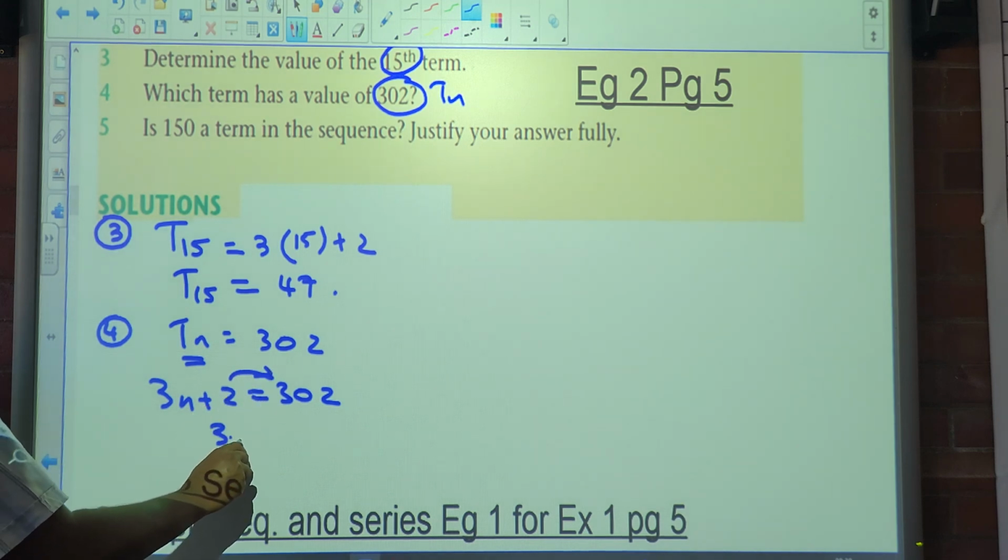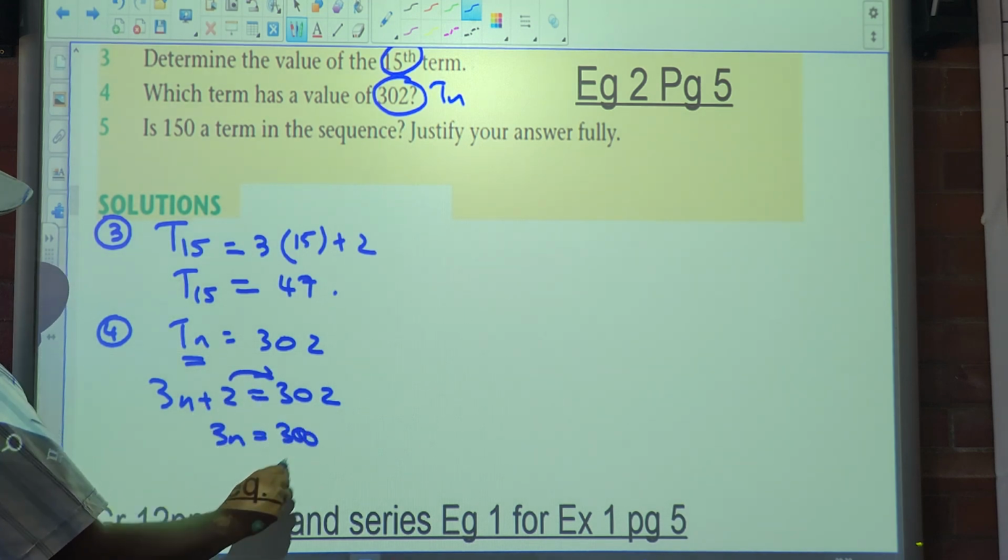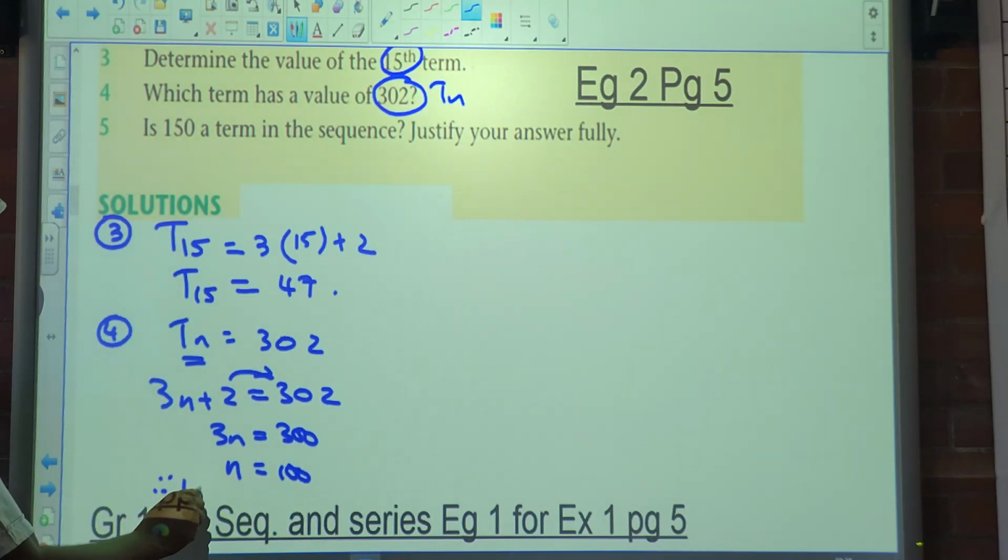Now it just becomes a matter of solving for n here. So n is equal to 100. That means the 100th term of the sequence will have a value of 302. Okay, it's very simple. Huh?